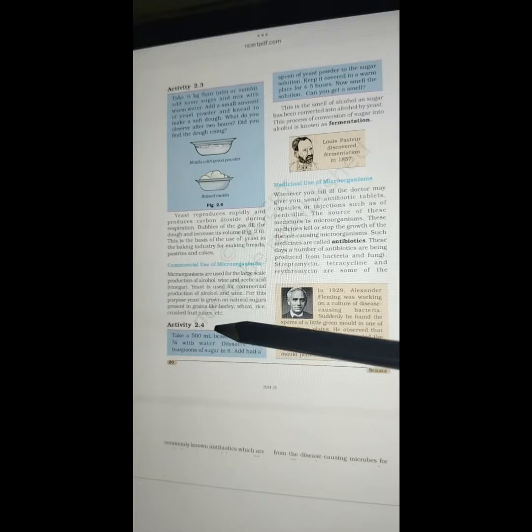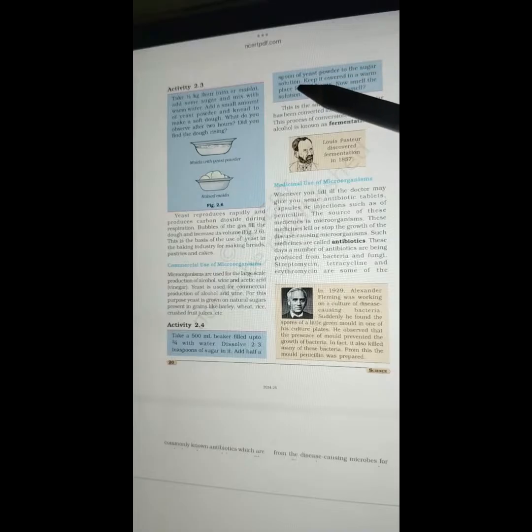Activity 2.4. Take a 500 ml beaker filled up to 3 by 4th with water. Dissolve 2 to 3 teaspoons of sugar in it. Add half a spoon of yeast powder to the sugar solution. Keep it covered in a warm place for 4-5 hours. Now, smell the solution. Can you get the smell?